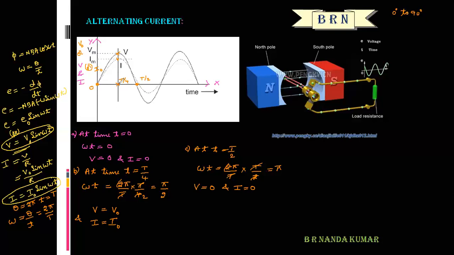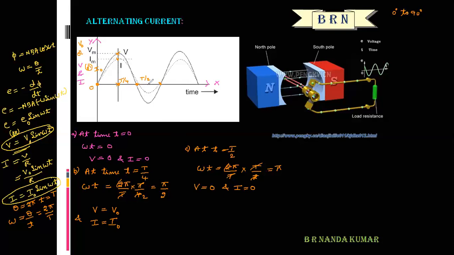At t is equal to T by 4, the current induced in the coil is maximum, and the voltage induced in the coil is maximum. At t is equal to T by 2, the current induced in the coil is 0 and even the voltage induced in the coil is also 0. So as time varies from t is equal to T by 4 to t is equal to T by 2, the current and voltage induced in the coil gradually decrease. Exactly at time t is equal to T by 2, the current induced in the coil is 0 and the voltage induced in the coil is also equal to 0.